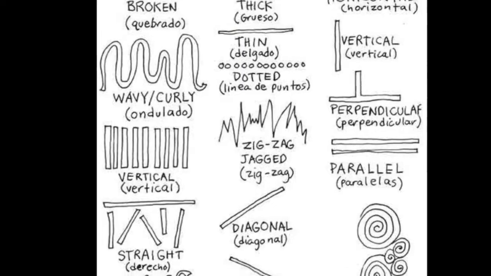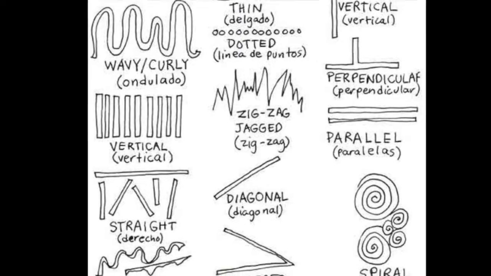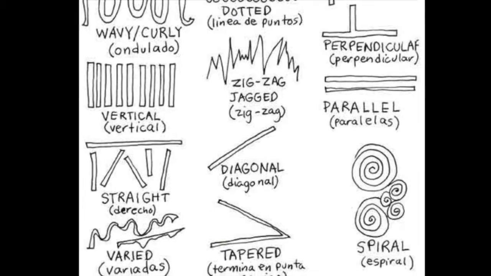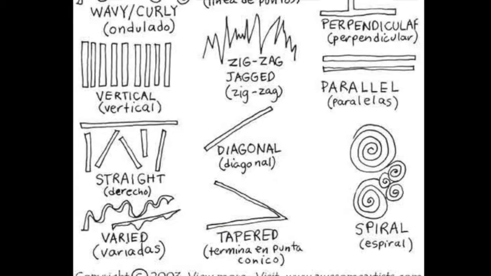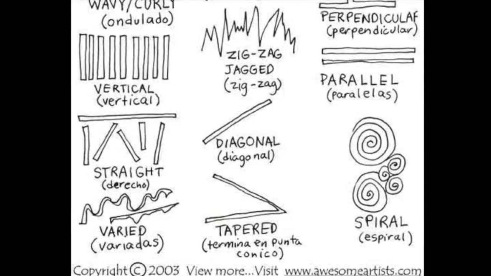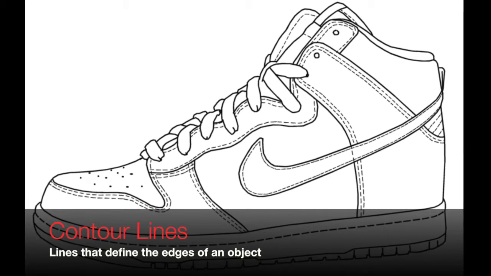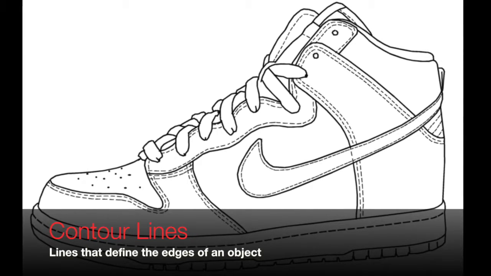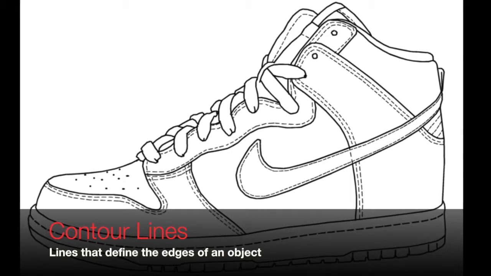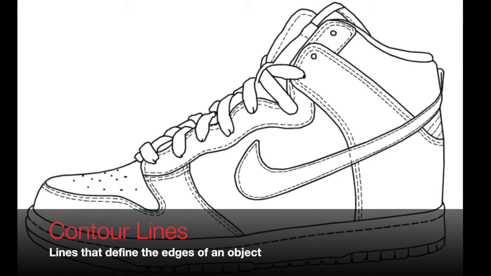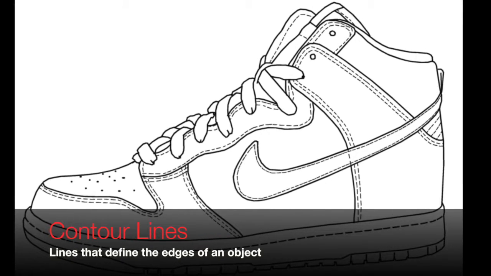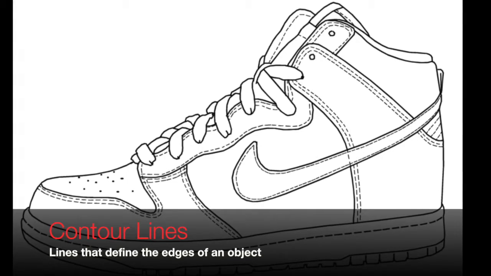use in your artwork. There is a certain kind of line called a contour line, and those are the lines that go around the edge of an object. These are the typical lines you see in coloring books. They're just the basic outline.